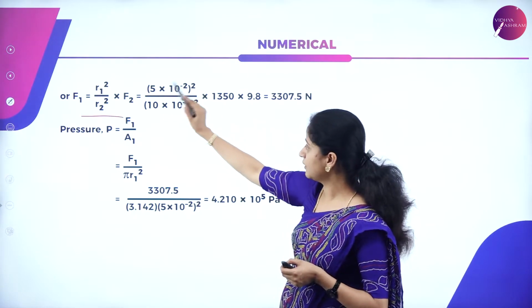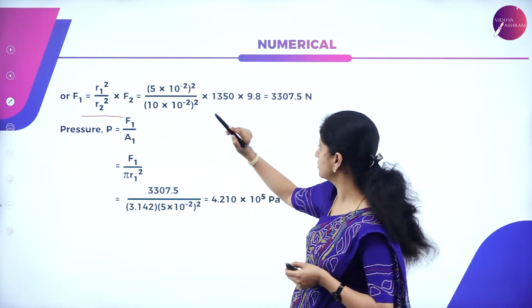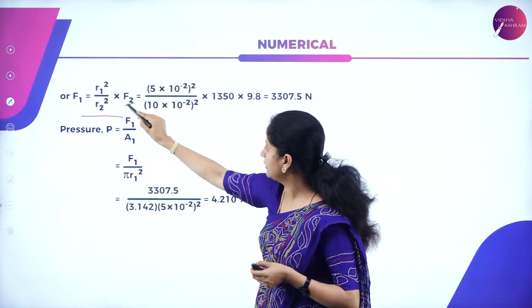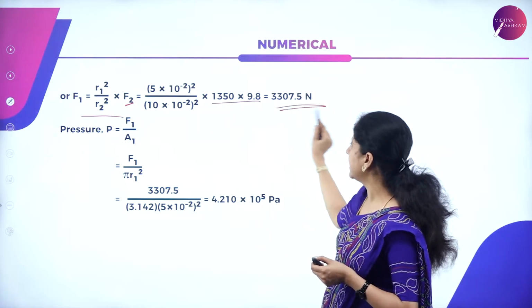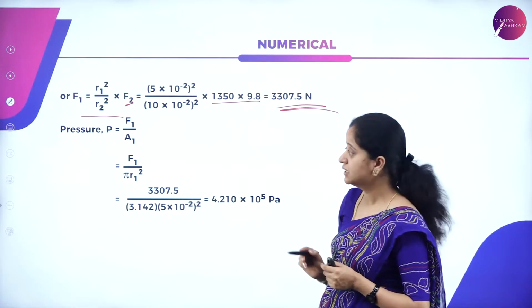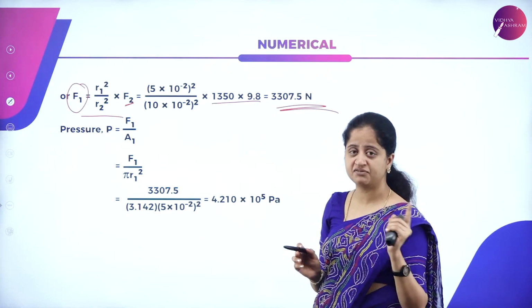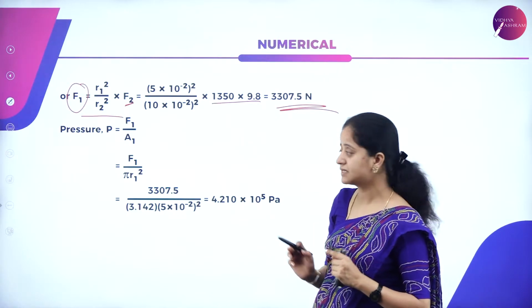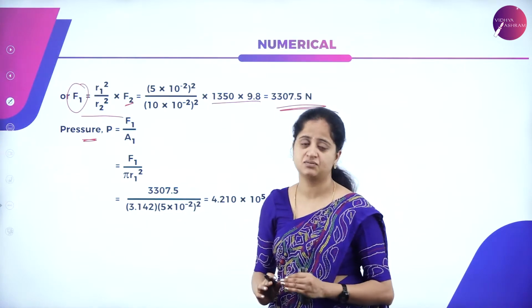So you square this, 5 into 5, that is 25, 10 into 10, that is 100. So multiplying F2 value with this, that is 1350 into 9.8, we will get 3307.5 Newton. So that is force. Here we have got the value of force, that is our first task. The second task is to find the pressure. What is the pressure required to accomplish this task was the question.